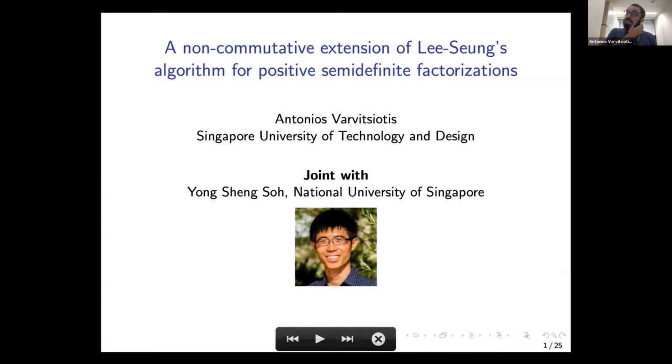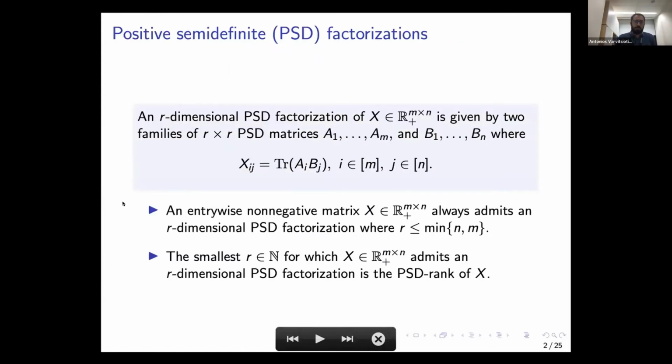Okay, so in any case, today I'm talking about some new things we are working on together with Seung from the National University of Singapore. So it's going to be about a non-commutative extension of Lee-Seung's algorithms for NMF, but we're tailoring it now for the positive semi-definite matrix factorization problem. So this talk is going to be about an algorithm for PSD factorization.